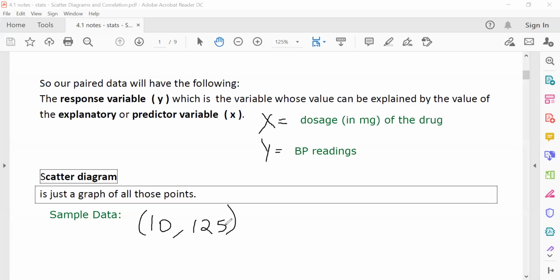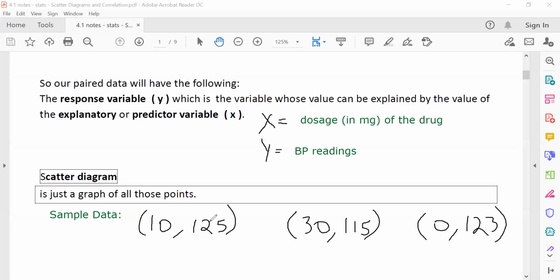Now that doesn't tell you what his reading was before he was taking the drug. So you might compare it to that, but we're not doing that at the moment. The next dad is getting 30 milligrams of the drug, and his average blood pressure reading is 115. The next dad is in the control group, he's getting 0 milligrams, and maybe he's got an average reading of 123. So look, his blood pressure is lower than someone who's on the drug.